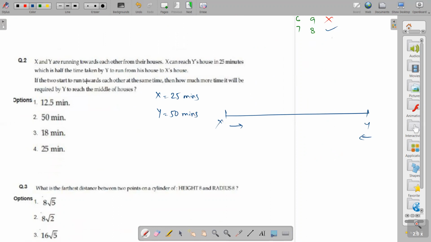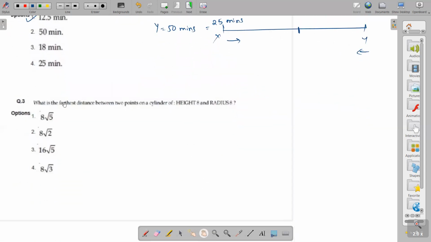If the two start to run towards each other at the same time, how much more time will it be required by Y to reach the middle of the houses? So they have to reach the middle of the houses. To reach the middle, for the entire distance X takes 25 minutes, so for half the distance it will take half, 12.5 minutes. Similarly, Y will take half of 50, so 25 minutes. We have to find how much more time, so we find the difference. 25 minus 12.5 is 12.5 minutes. You just have to visualize this movement of X and Y.